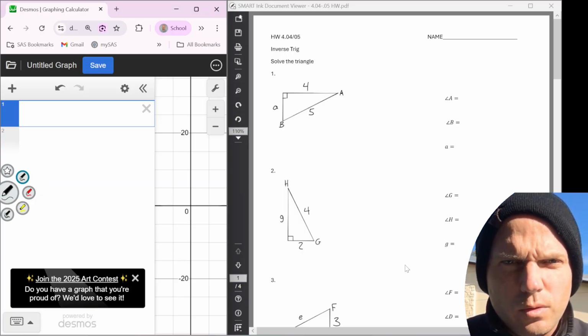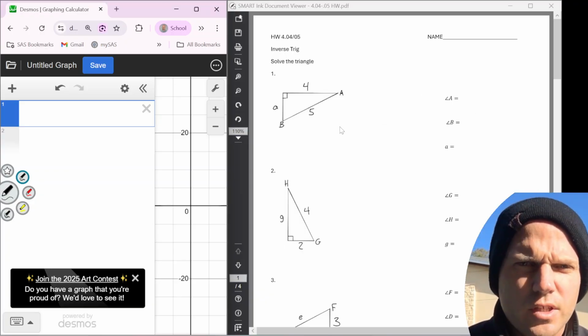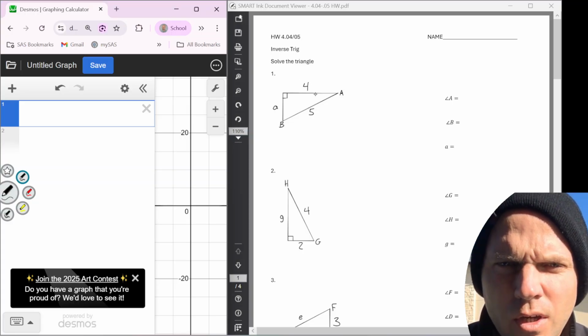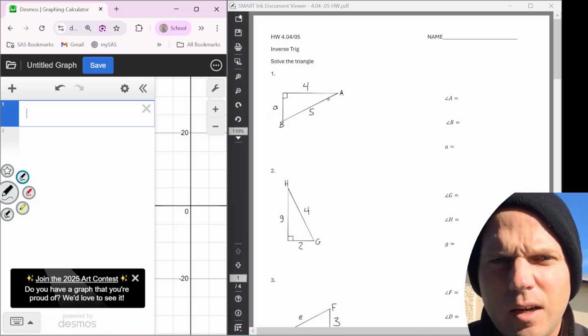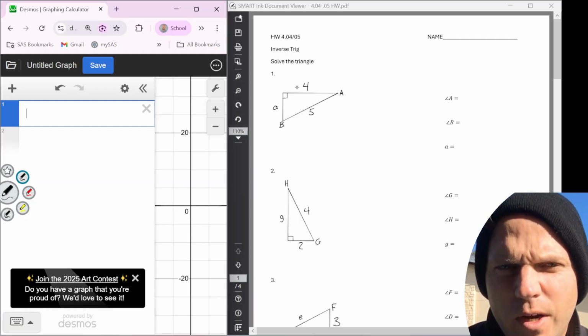We are going to solve some more triangles, only this time we're finding angles. So we have our first triangle here. We can see angle A, B. We're missing side length A. We could go ahead and find side length A right away if we want to.